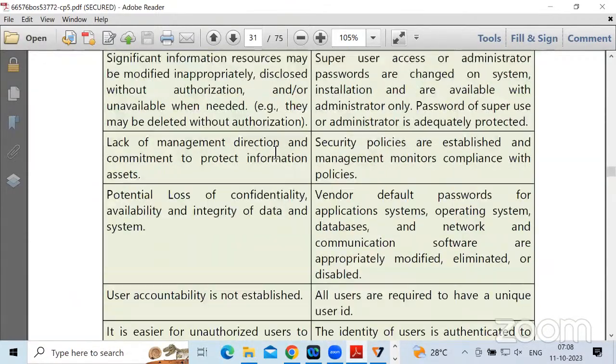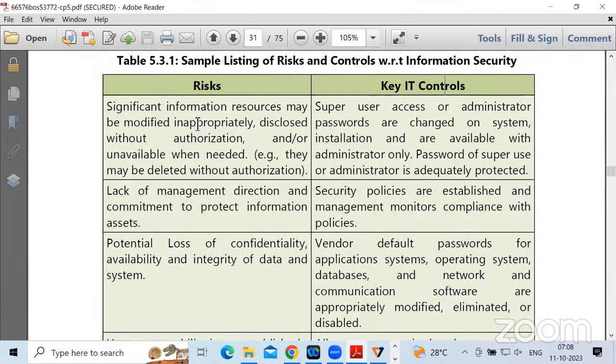Now, we have to identify what is the risk. Significant information resources may be modified inappropriately, disclosed without authorization, and unavailable when needed. So this shows what? CIA, confidentiality, integrity, and availability. And what is IT control? Super user access or administrator password are changed on system installation and are available with administrator only. Password of super user or administrator is adequately protected.